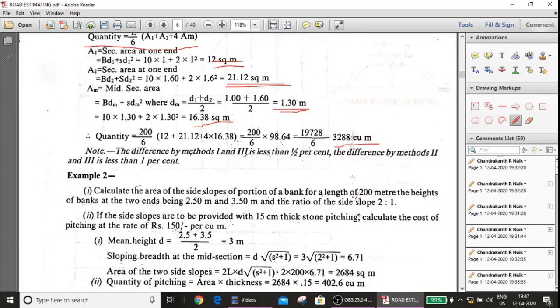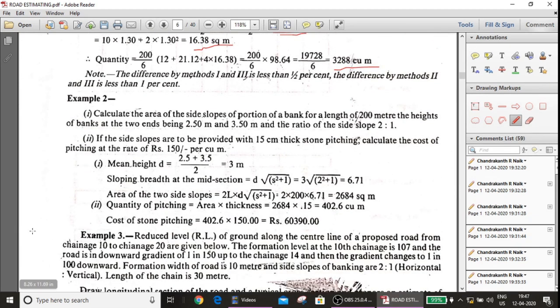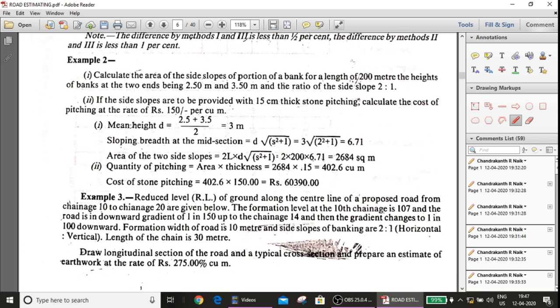Okay, so let us discuss another example. Calculate the area of the side slopes. If banking or turfing is required, or pitching is required, then what? The example is on pitching. Calculate the area of the side slopes of a portion of the bank for a length of 200 meters. L is equal to 200 meters. The heights of the bank at the two ends, D1 they have given 2.50, D2 3.50, and the ratio of the side slope is 2:1.